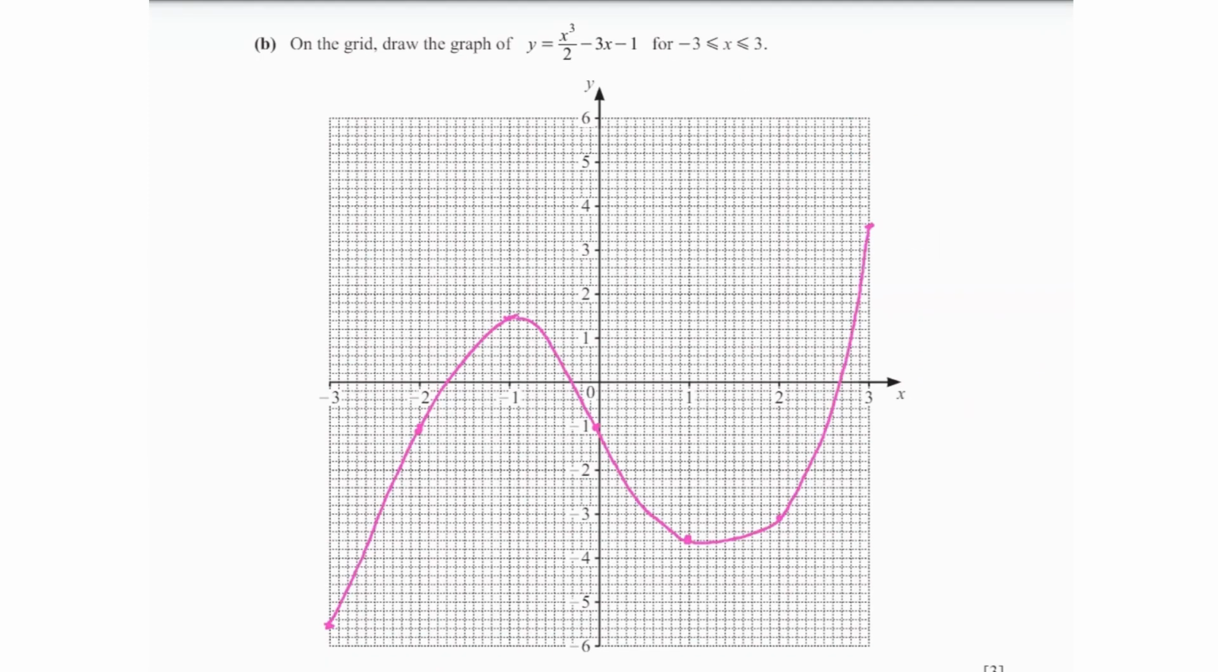So the line will be at y equals 3, which is over here. And as you can see, the line y equals 3 cuts the graph at only one point, which shows that there is only one solution, which is basically what the question was asking us to prove.